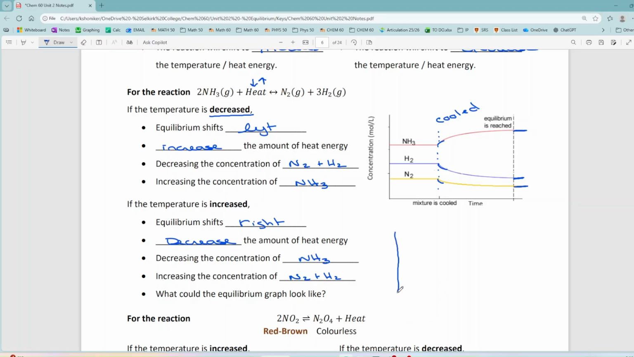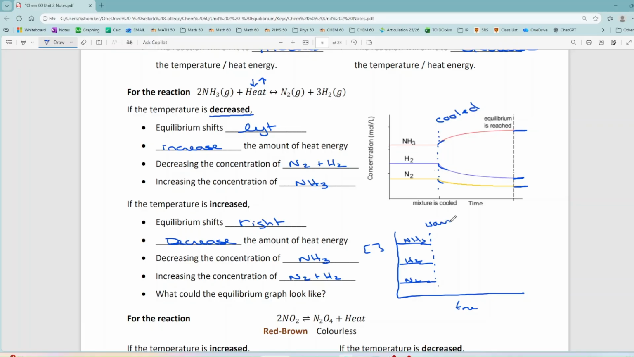From a concentration or an equilibrium graph, you would have concentration as a function of time. Again, you'd have ammonia, hydrogen, and nitrogen. Doesn't matter really where you put them. I kind of like this diagram better than the other one, just because the reactants are together and the products are together. Okay, so we're going to say at this point in time, the temperature is increased.